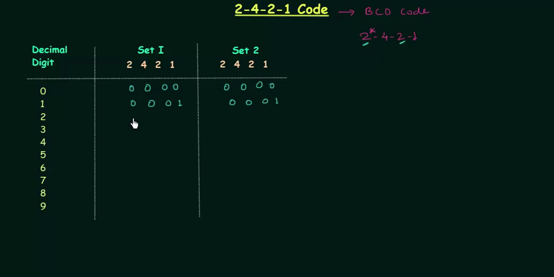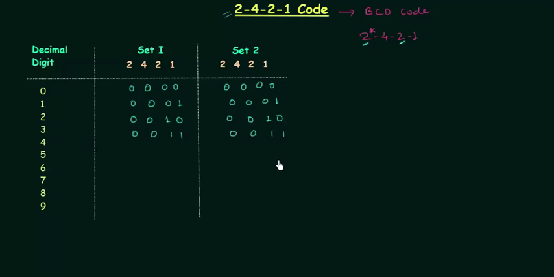We will represent 2. 2 is represented like this, 0, 0, 1, 0. Now remember, in set number 1, I will just select the bits with lower significance, and in set number 2, I will try to prove the self-complementing property of 2421 code. So for this purpose, 2 is represented as 0, 0, 1, 0, and in set number 2 also, 2 is represented as 0, 0, 1, 0. Now we will represent 3. 3 is represented like this, 0, 0, 1, 1.